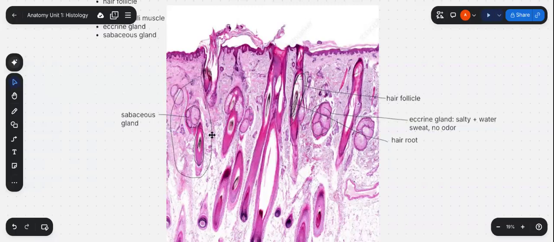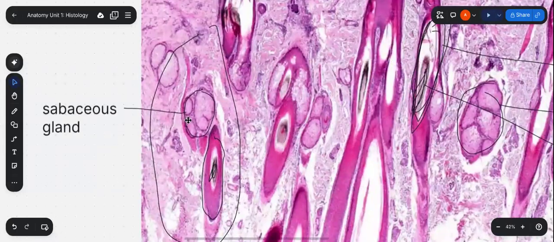Sebaceous glands are also found in your skin. So if you have an oily skin type, then that is because those sebaceous glands are excreting oil and it goes onto the surface of your face through your pores.